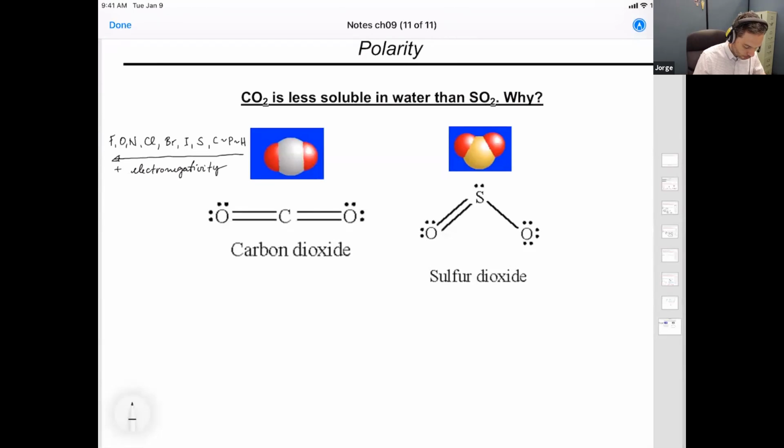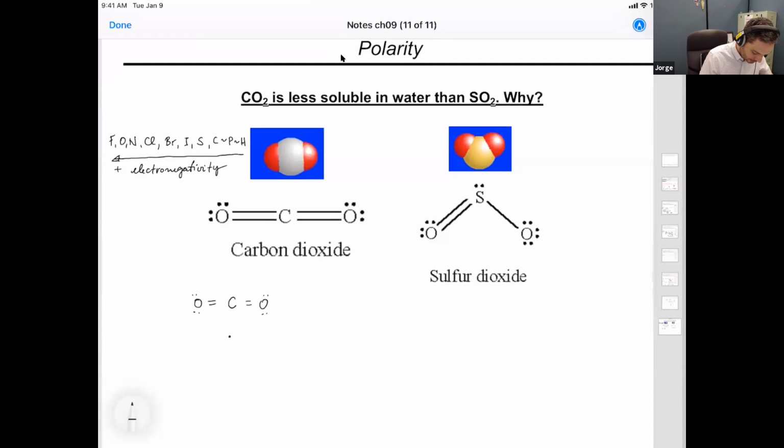Let's start here with carbon dioxide. We have carbon bonded to two oxygen atoms by double bonds. And this is a linear arrangement. What I'm going to do to determine the molecular geometry now is draw the vectors corresponding to the polarity of each chemical bond.